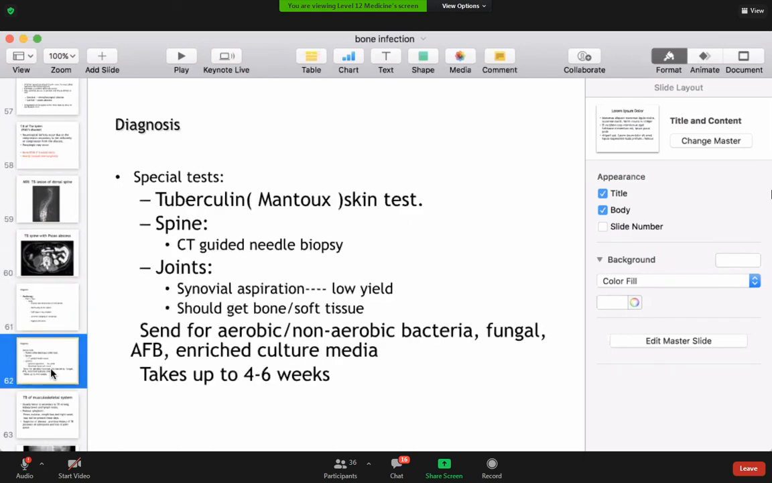So to confirm diagnosis, you need to do some special tests: tuberculin skin test, spine CT-guided needle biopsy of the lesion. If you have joint involvement, you should take synovial fluids or get samples from the bone and soft tissue. Send this for aerobic, non-aerobic bacteria, fungal, acid-fast bacilli, enriched culture media. You should leave it for a long time as it can take up to 6 weeks.